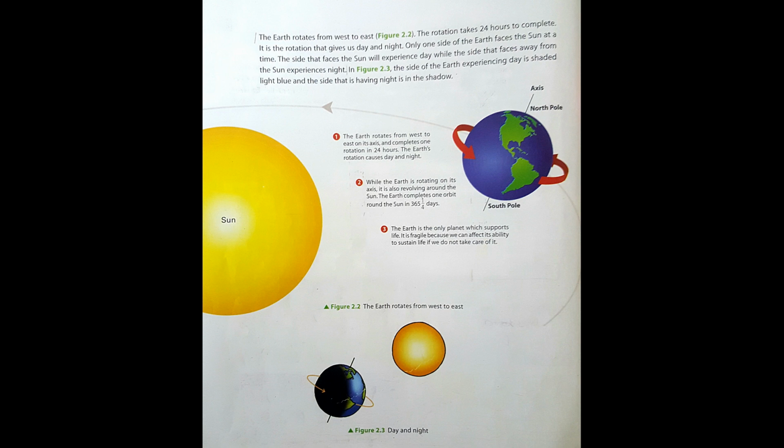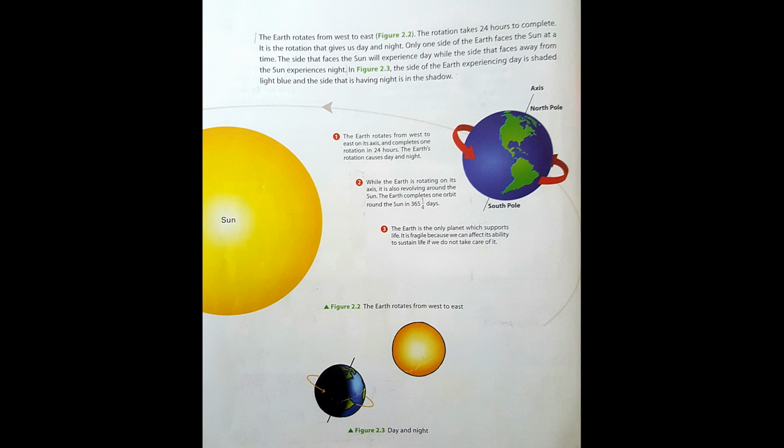The Earth rotates from west to east. As you can see from figure 2.2, the Earth rotates from west to east. The rotation takes 24 hours to complete. It is the rotation that gives us day and night. Only one side of the Earth faces the sun at a time. The side that faces the sun will experience day, while the side that faces away from the sun experiences night.